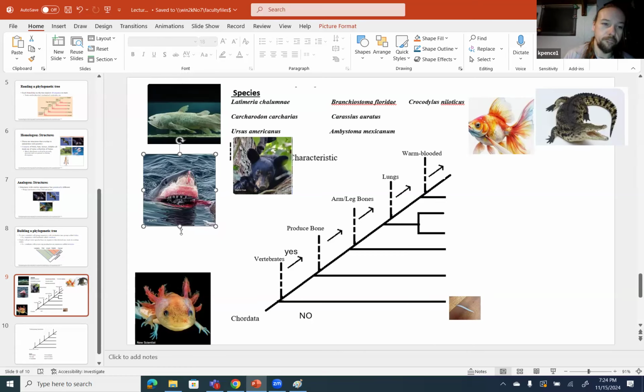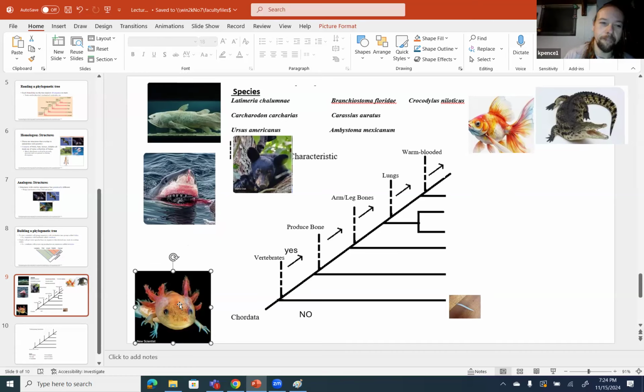Shark. Yes. We'll come back to shark. Salamander? The middle, I guess the axolotl. You think it's the axolotl? Yes. I told you it's a shark.